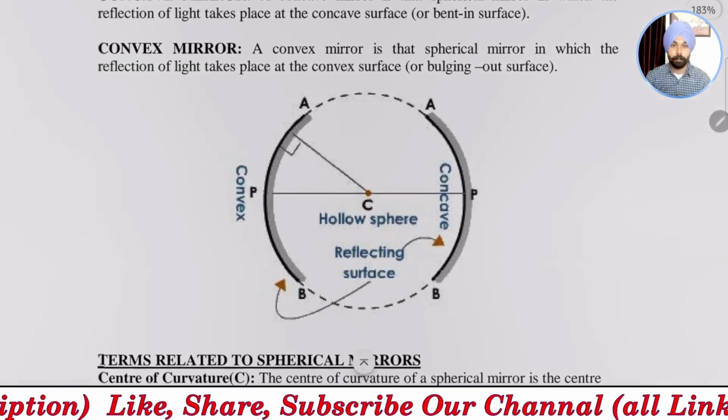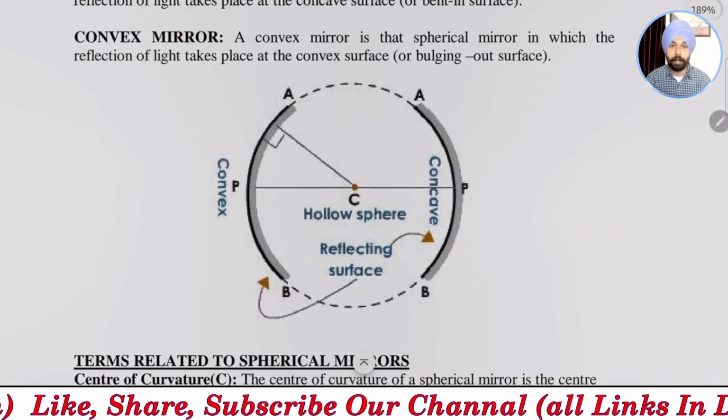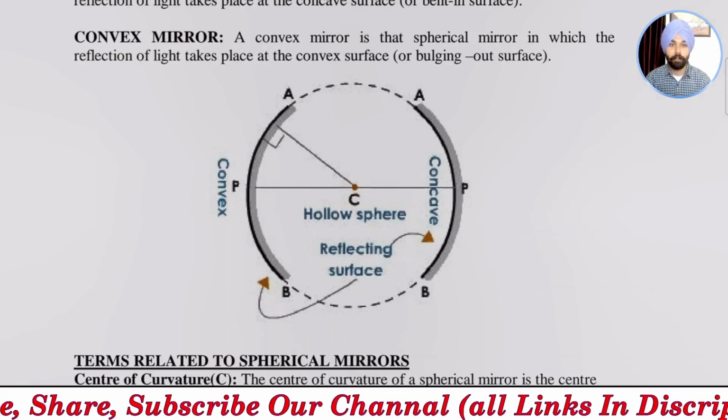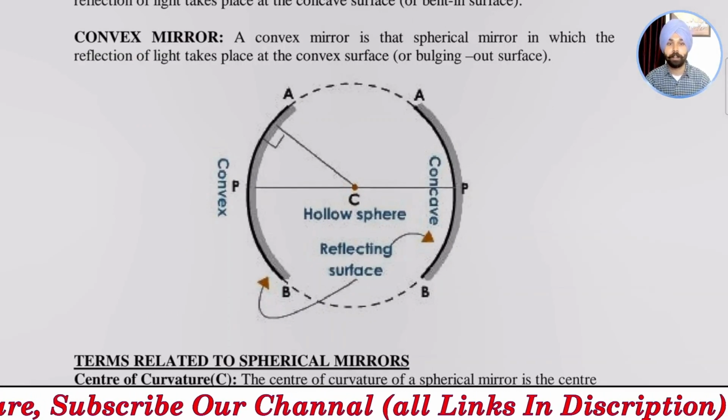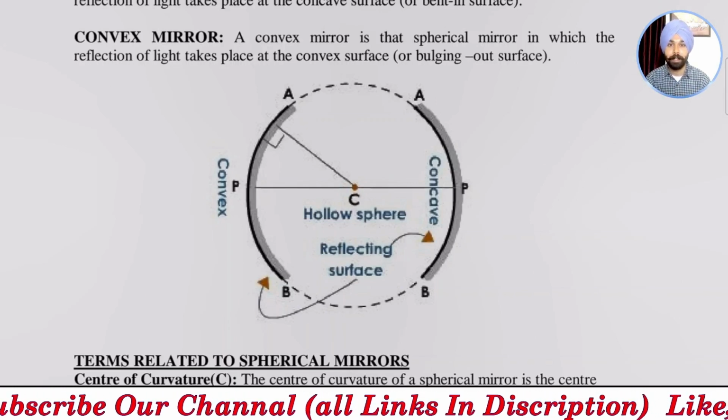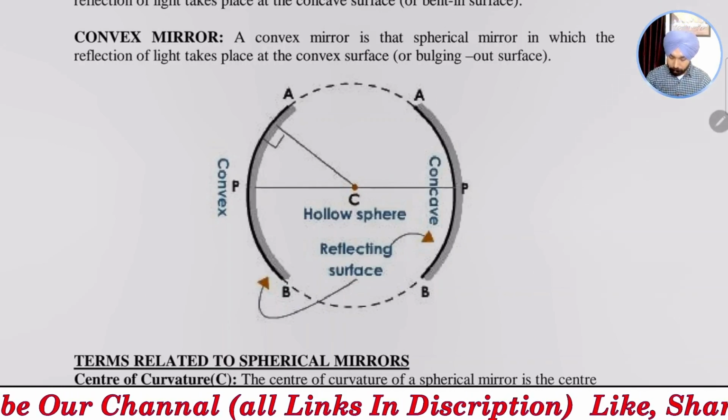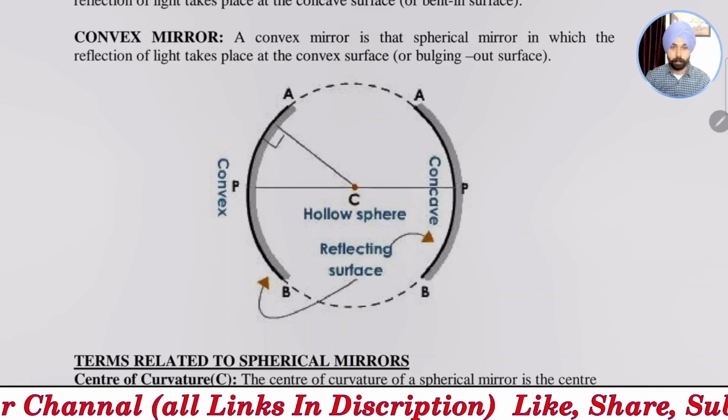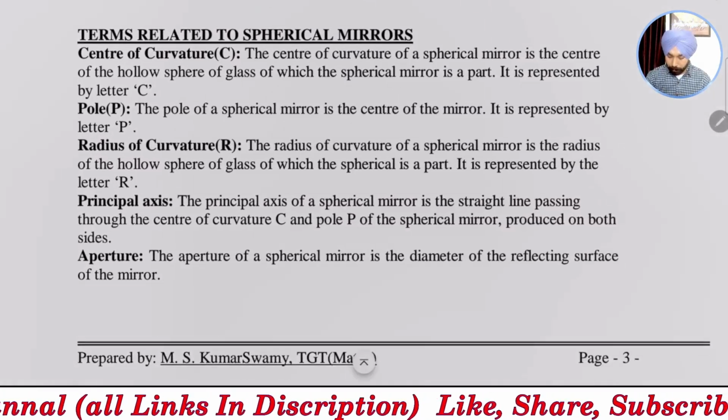What is a convex mirror? A convex mirror is that spherical mirror in which reflection of light takes place at the convex surface or bending out surface. That is a convex mirror. Again, terms related to spherical mirrors.